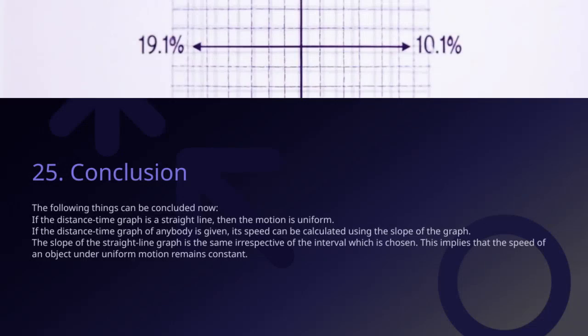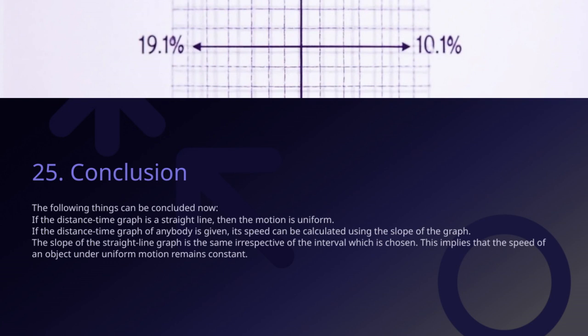So, to sum up what we've learned, if the distance-time graph is a straight line, that indicates the motion is uniform. In other words, the object is moving at a constant speed. And remember, if you're given a distance-time graph for any object, you can find its speed simply by calculating the slope of that graph. The steeper the slope, the higher the speed. Another important thing is that the slope of a straight-line graph remains the same no matter which interval you choose. This consistency shows us that the speed of an object moving uniformly doesn't change.